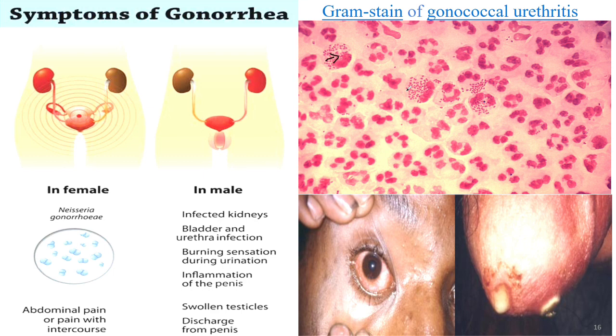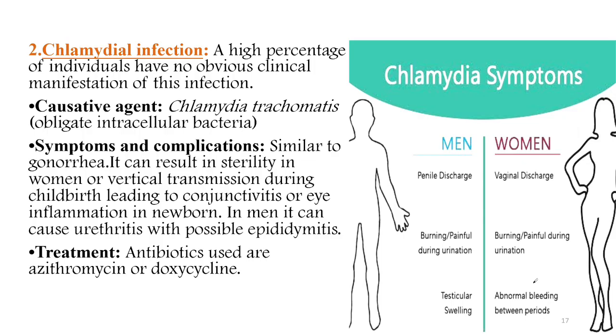In this slide, you can see the intracellular gram negative diplococci, and this picture depicts the infection to eyes, that is conjunctivitis, and this is the penile discharge and ulceration due to gonococcal infection. Now come to the second disease, chlamydial infection.